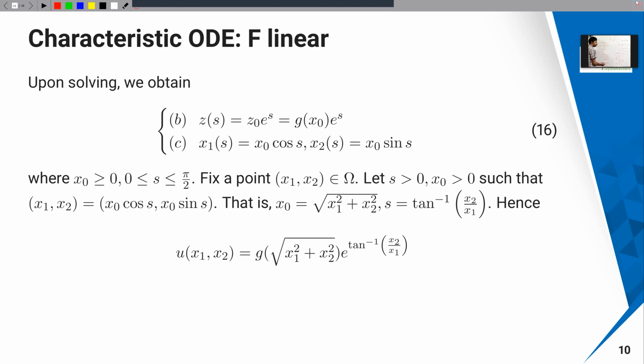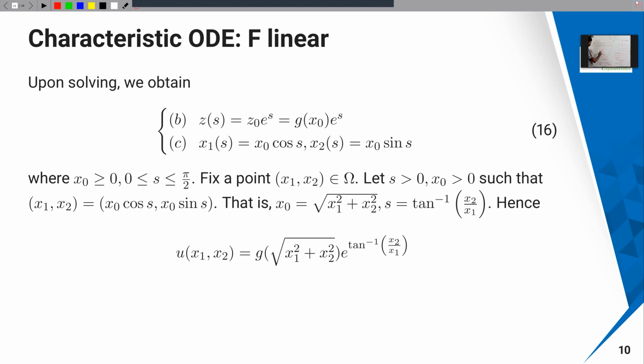So how to get this? x naught equals the square root of x square plus y square, and s you can choose by the reverse calculation, tan inverse of y by x. You have to find your s and x naught, choosing x naught greater than 0, such that this is satisfied.